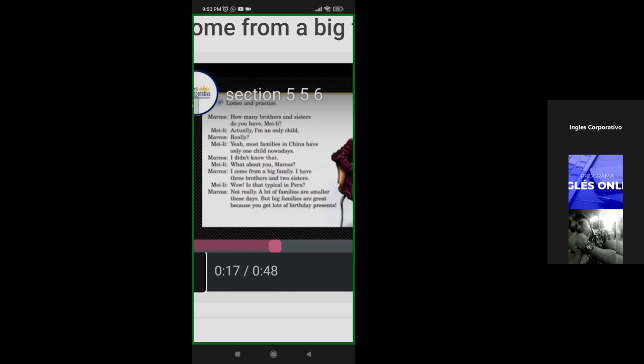Ahora yo, Marcos. Okay. How many brothers and sisters do you have, Mainly? Actually, I'm an only child. Really? Yeah, most families in China have only one child nowadays. I didn't know that. What about you, Marcos? I come from a big family. I have three brothers and two sisters. Wow, is that typical in Peru? Not really. A lot of families are smaller these days, but big families are great because you get lots of birthday presents.